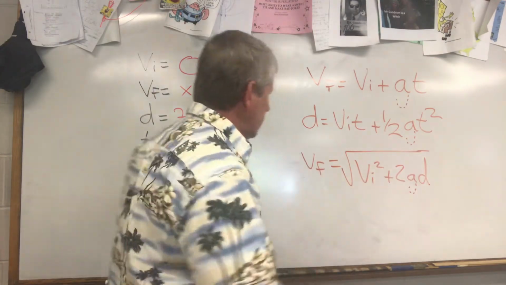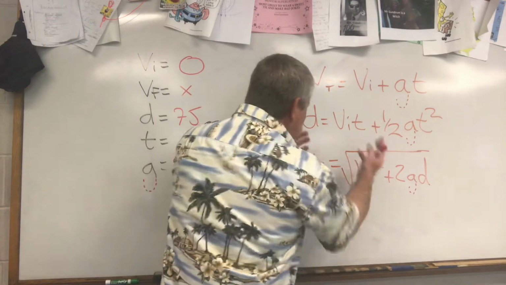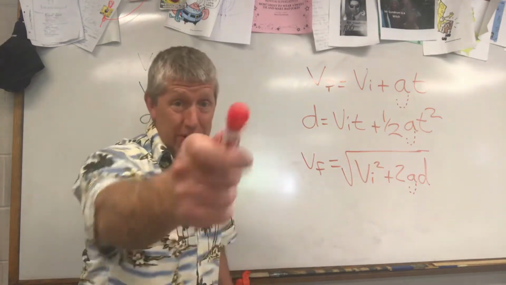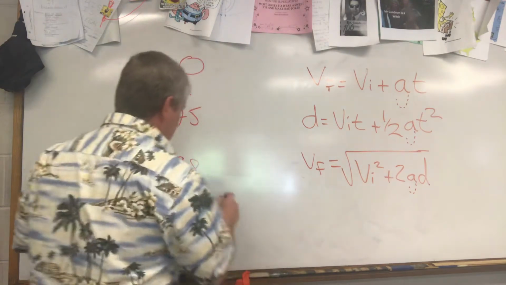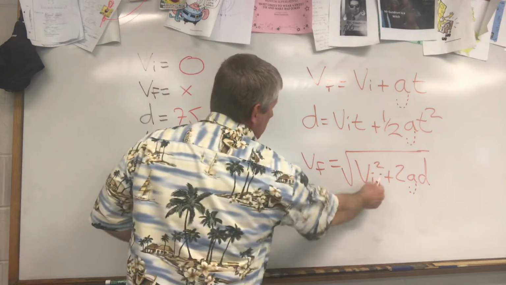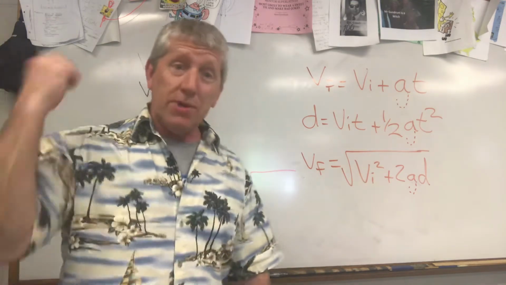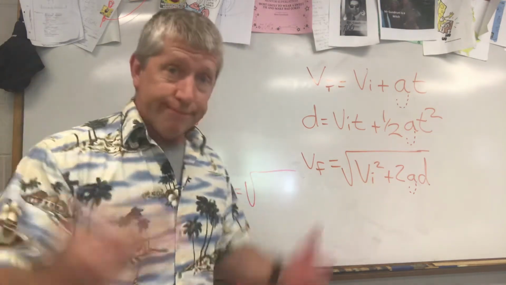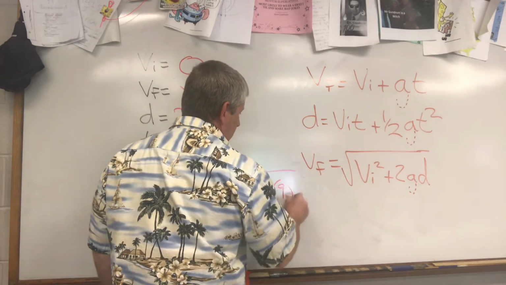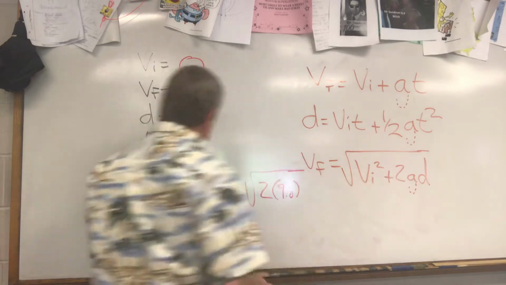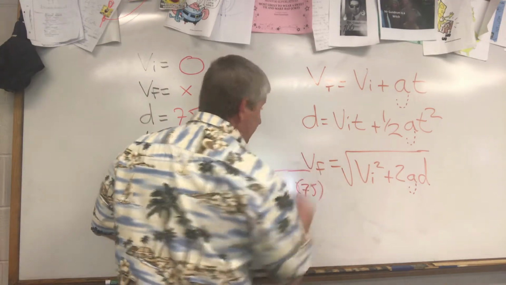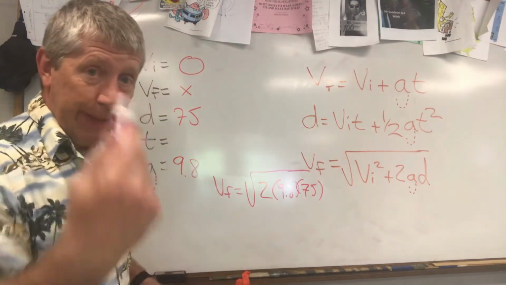All right. So you have the information to solve this one. And it's already set up for VF, which is what we're trying to find anyway. Nice. So let's go ahead and use it. Square root of VI squared. Well, VI is 0, and 0 times 0 is 0. Plus 2 times g, which is 9.8, times the distance, 75 meters.